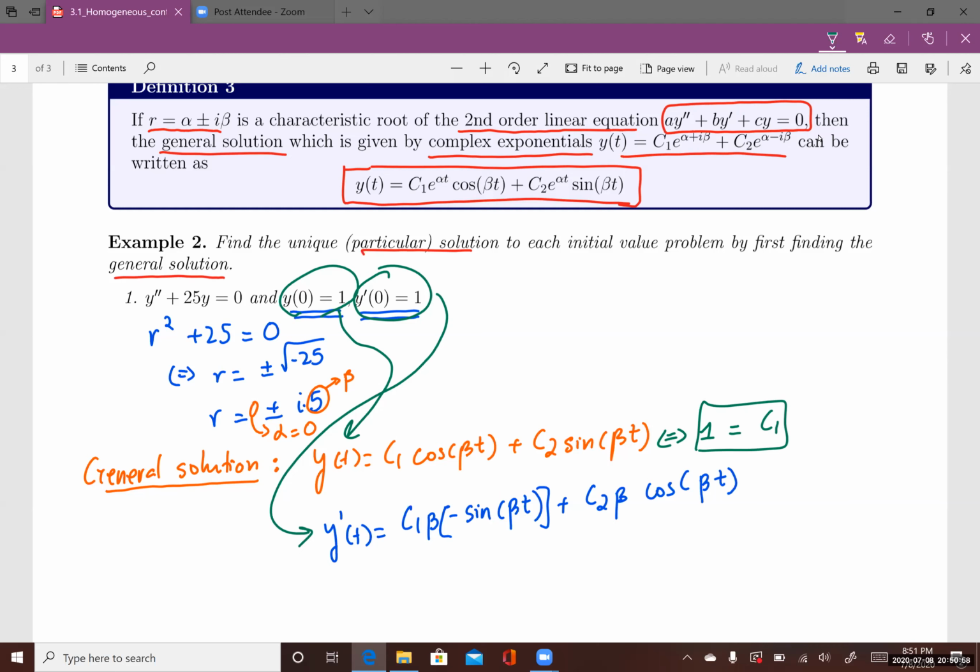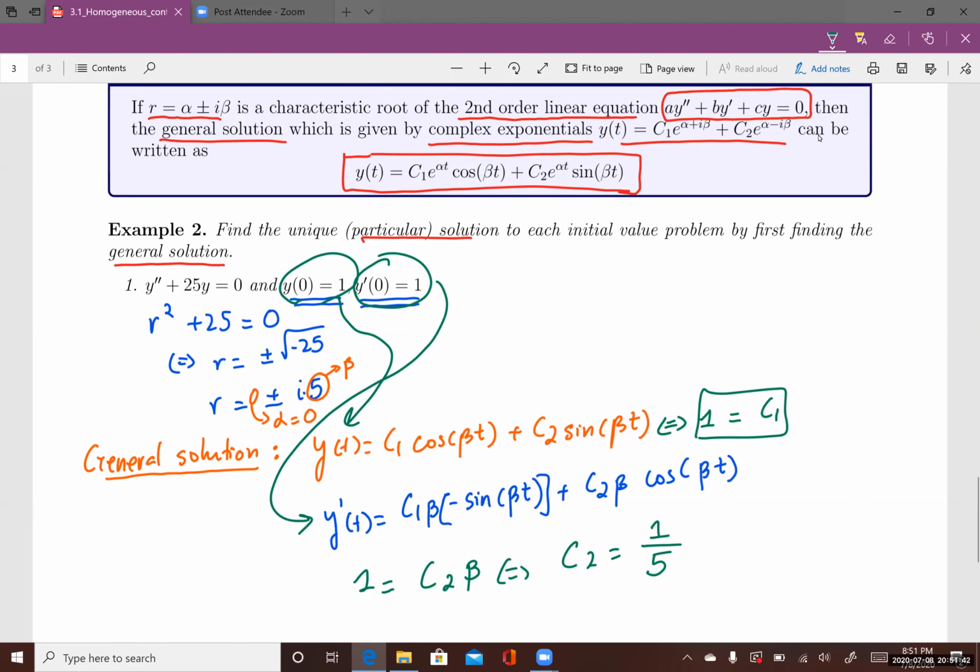And I plug y prime into here, I have 1 equals sine of 0 should be 0, c2 beta cosine of 0 is 1. So I have c2 equals beta. One thing that I forgot to do is I should replace beta by 5. So then that means c2 equals 1 over 5 because beta equals 5. So I found C1, I found C2.